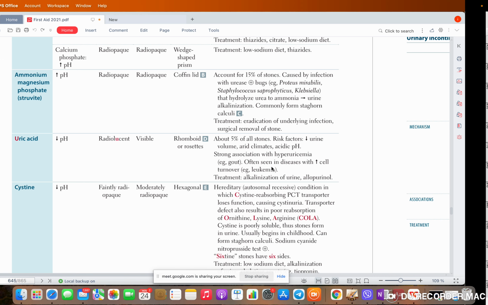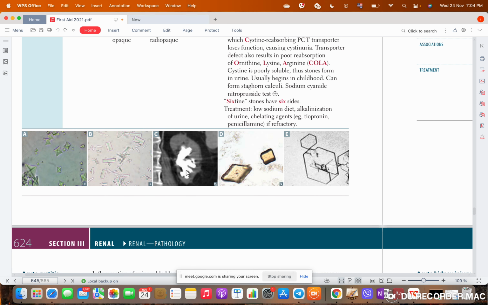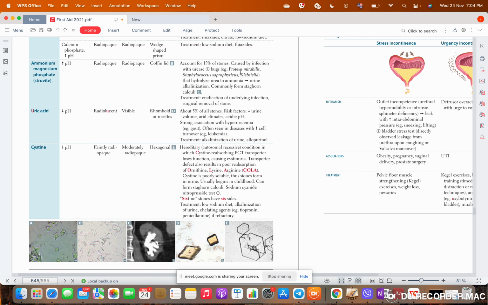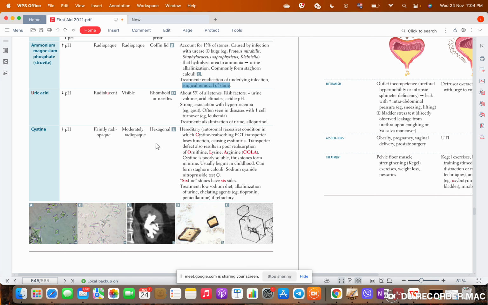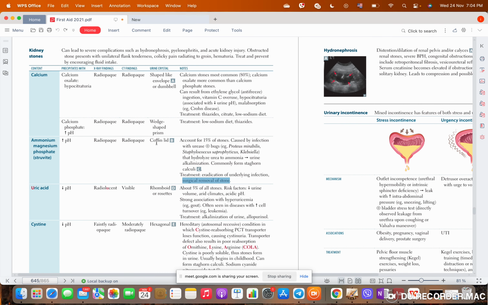So let's go back to this one. So they write, this organism hydrolyzes urea to ammonia because they are urease positive, and that leads to urine alkalinization, and commonly forms a Staghorn calculi, which is really big. Look at how big this one is. They also write that treatment is with eradication of the underlying infection, which we spoke about. It is according to the organism. And the biggest stone will not go out with a drug. You must take it out surgically. And yeah, that's it for these two types of stone.